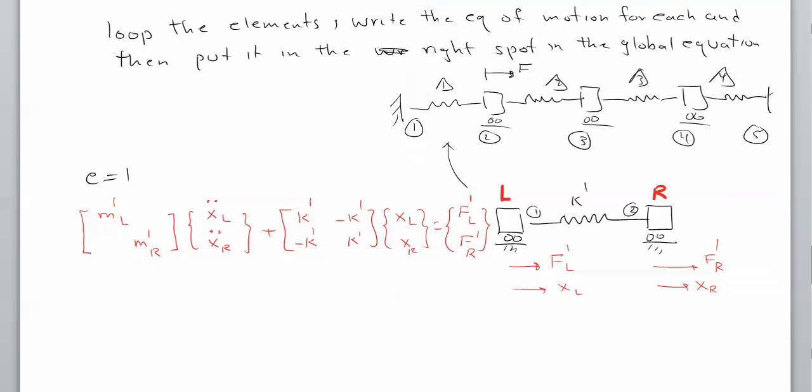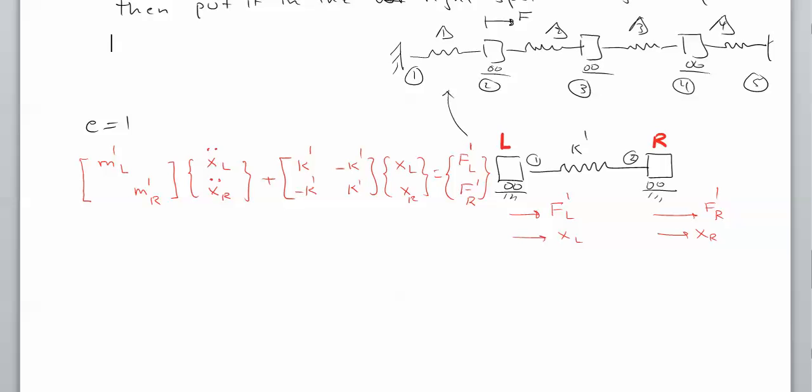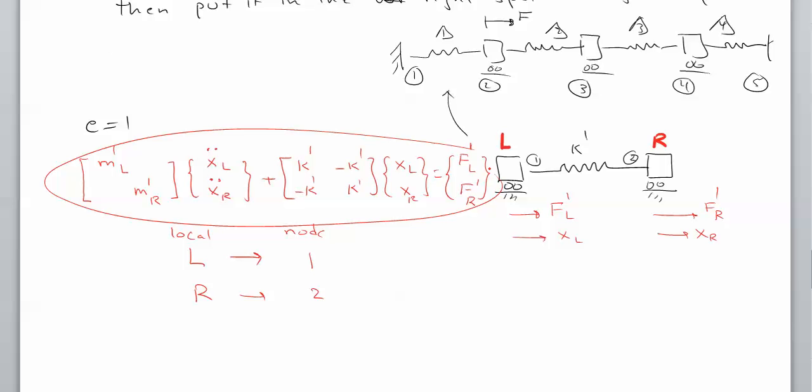Now, you do realize that this can also be viewed this way. The left local, when I'm looking at this generic element, is associated with node 1, global. And the right local is associated with node 2. This observation is important because it tells you where in the global equations this 2 by 2 matrix is going to go. So here is what I'm going to do.